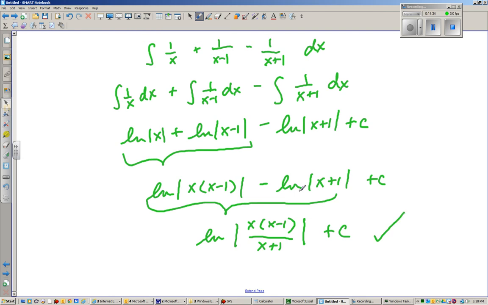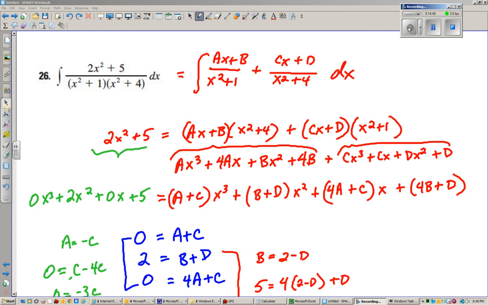One more time, and this last one's going to be a little more challenging. Number 26 is maybe a little more challenging than we want to go right now, but I'm going to just run through it quickly. First of all, those two factors in the denominator, x squared plus 1 and x squared plus 4, are what are called irreducible quadratics. They do not factor, and therefore they command numerators in the partials of 1 degree less.